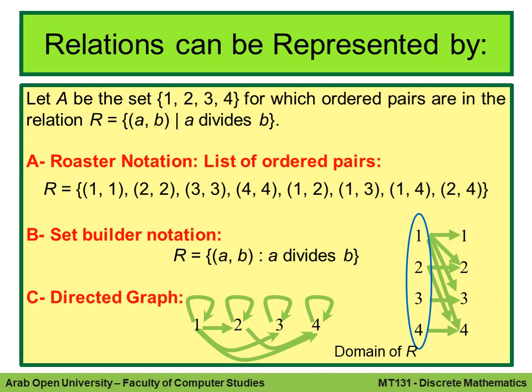Here is the same relation. A is the set that has the integers 1, 2, 3, 4. Which ordered pairs are there in the relation (a, b) such that a divides b? We already listed all the elements in the previous slide. You can list all the ordered pairs that satisfy this condition. The other way is to describe the relation using set builder notation by writing R is the relation (a, b) such that a divides b. You can use graphs.